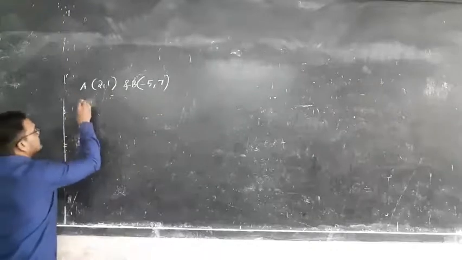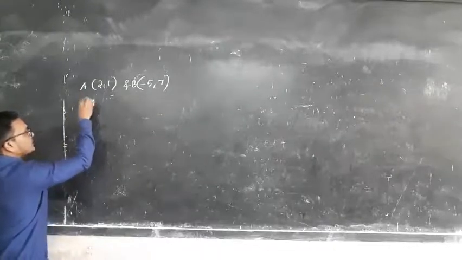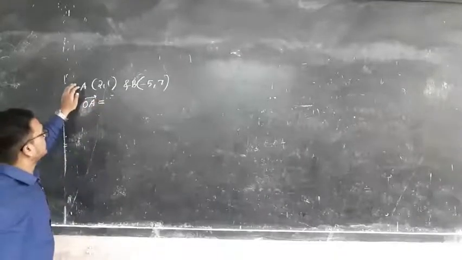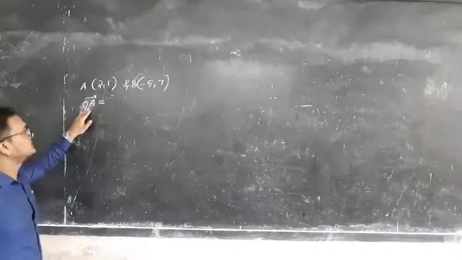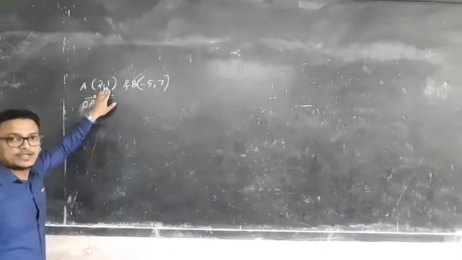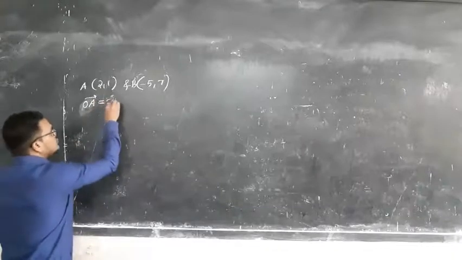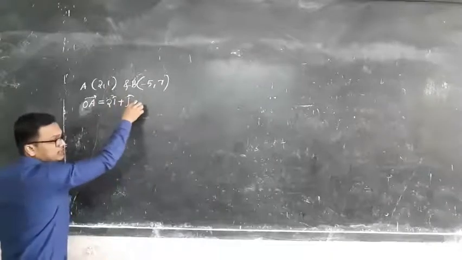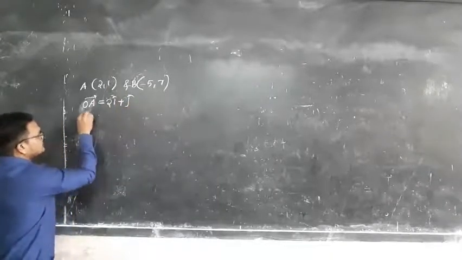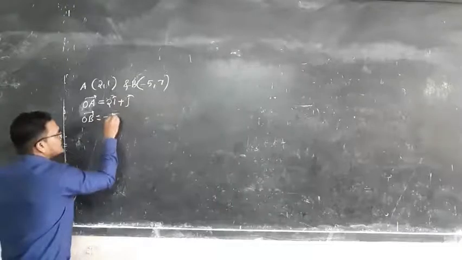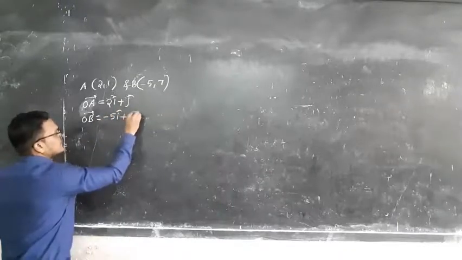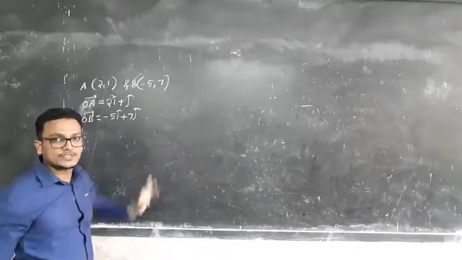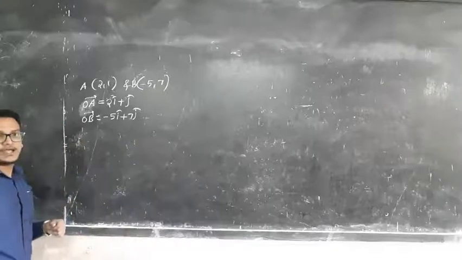So for the first point, A, its component form will be vector OA. We write these coordinates in i, j, k form, so that is 2i plus j. We don't have a third coordinate, so don't write k here. Next is OB. How to write OB? Minus 5i plus 7j. Again we don't have the third coordinate here, so just skip that. So you get just i and j.